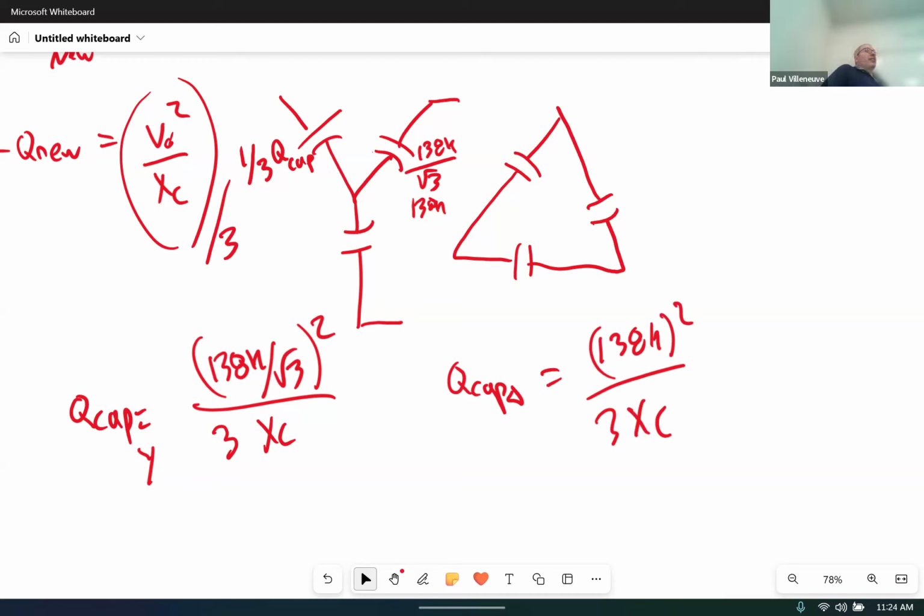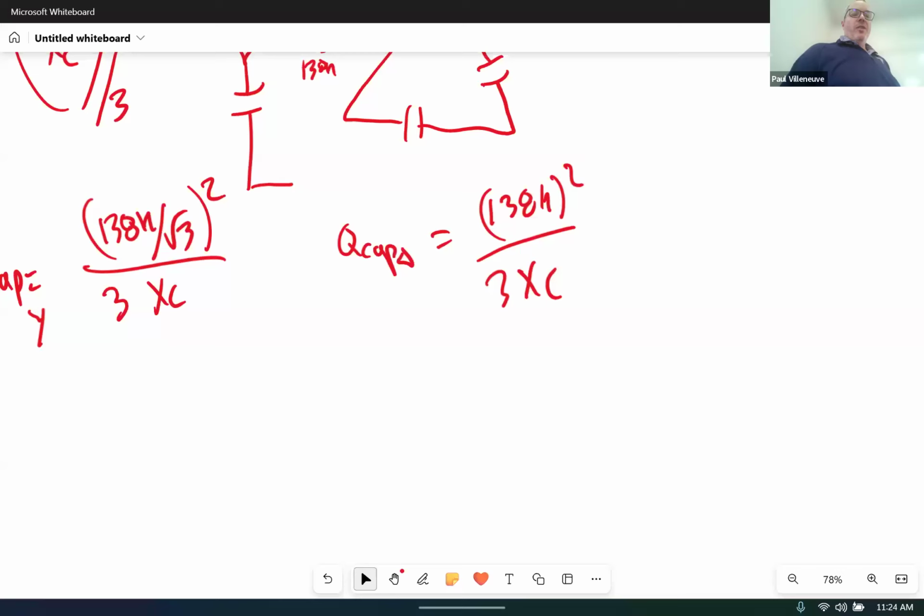So you can see that a delta connected cap bank can be a little bit smaller because the voltage across the capacitor is higher. It can do more work. And notice I don't have any angles in there. Why not? Because it's the magnitude of V over X, not V over X.